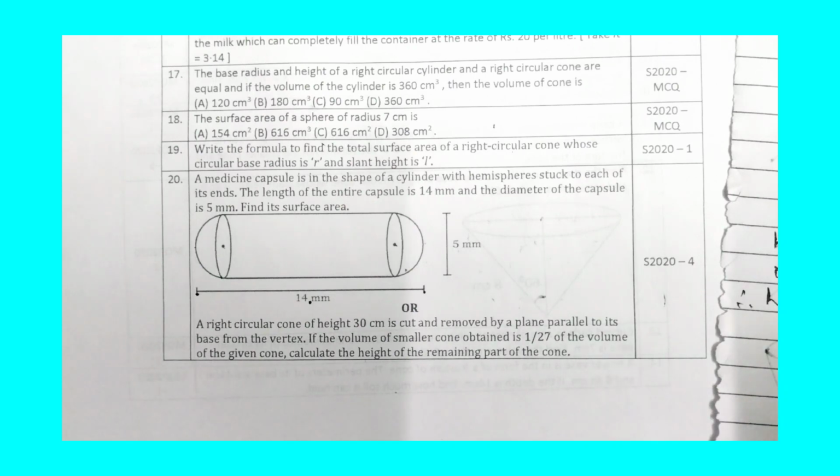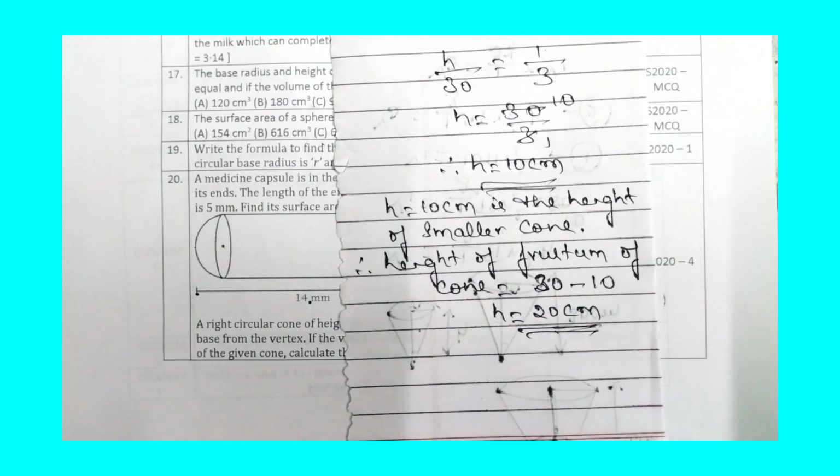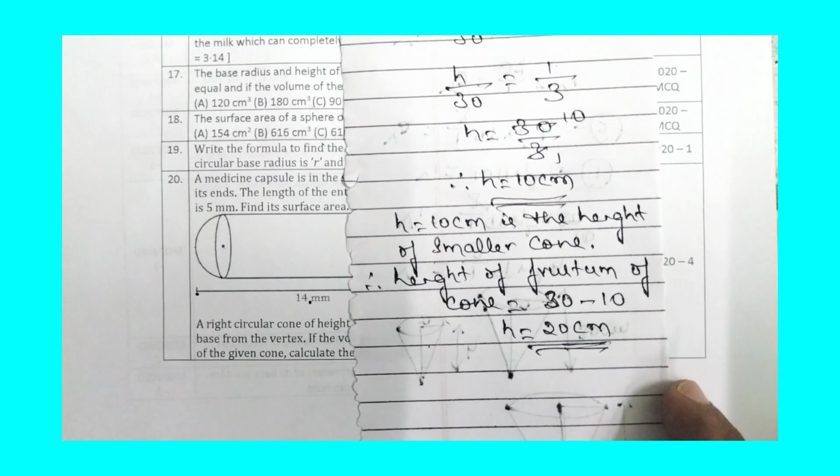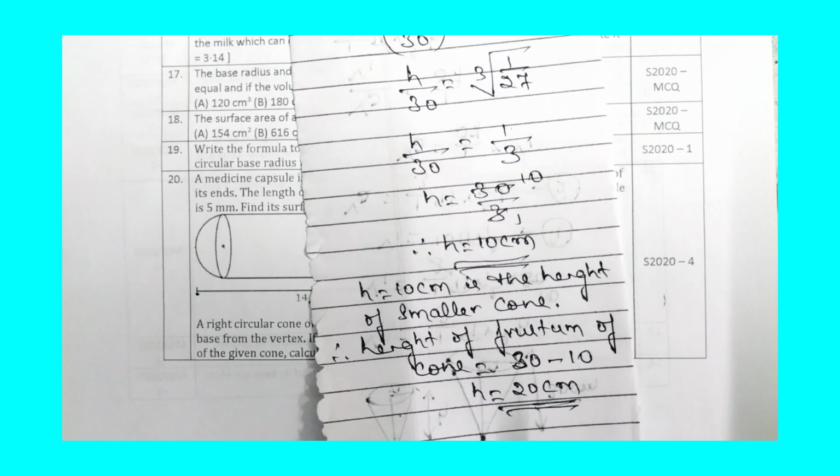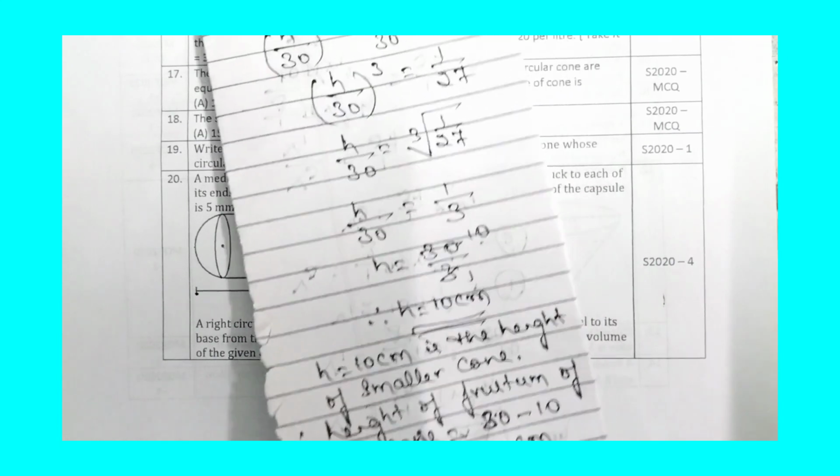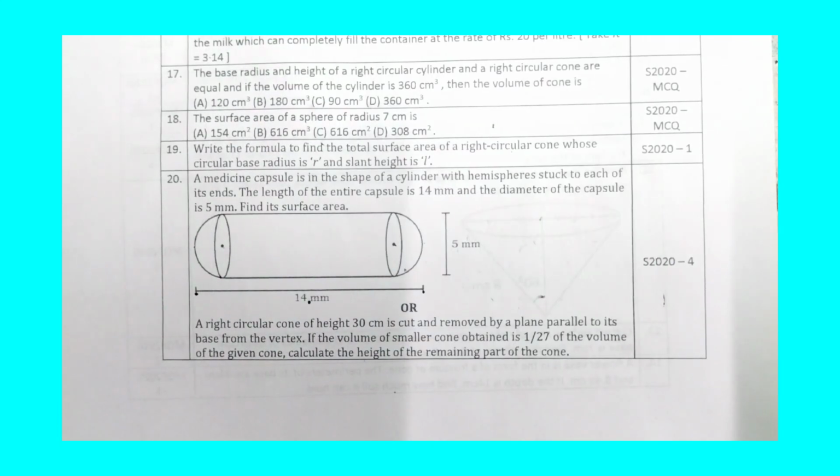So the remaining part of the cone is nothing but the frustum of a cone, whose height is equal to 20 centimeter. So like this we have to find out the height of the frustum of a cone, or the height of the remaining part of the cone when the upper part is cut as a small cone. So like this we have to calculate this one.